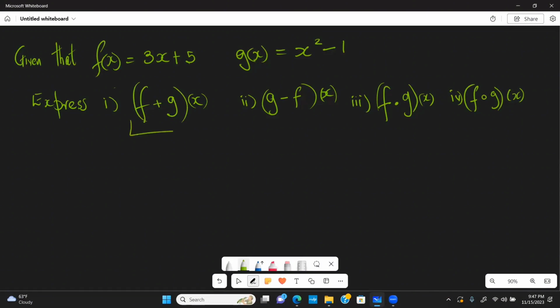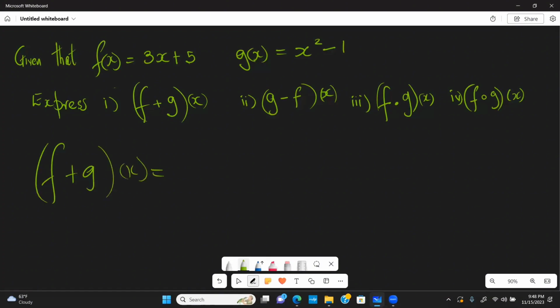Well, as simple as this sounds, it says f plus g. We're going to take the expressions for the f function and the g function, and we're going to add them. So in this case, we want to do f plus g of x.